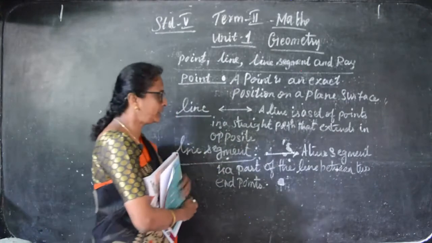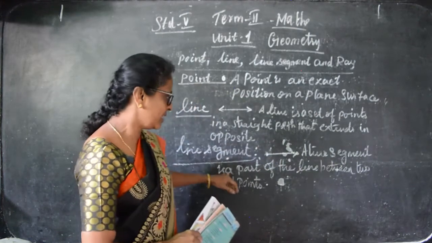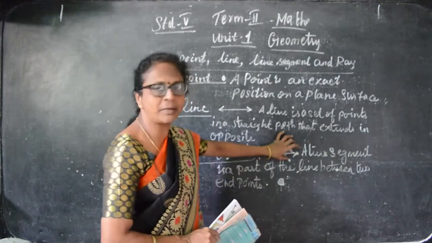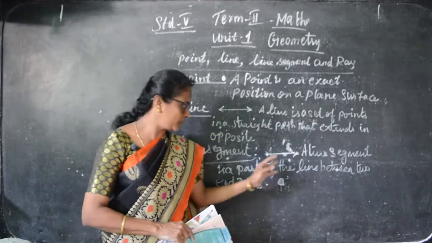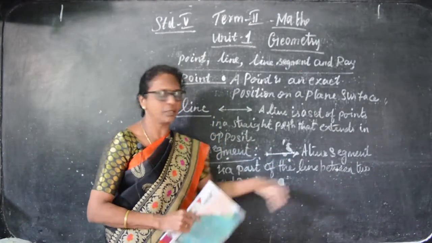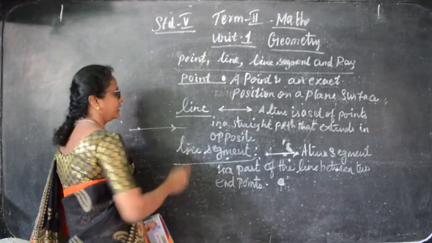Okay, so what do you mean by the line segment? A line segment is a part of the line. That is also the part of the line between the two endpoints. Two endpoints, here one point and here one point. So what comes between the endpoints, this is the line segment.